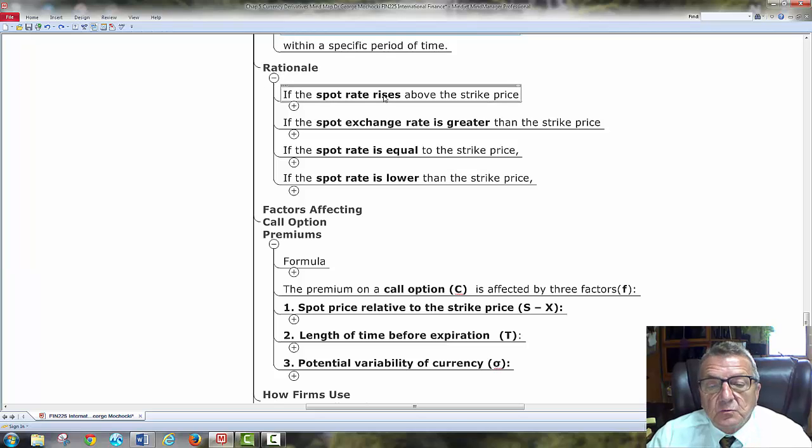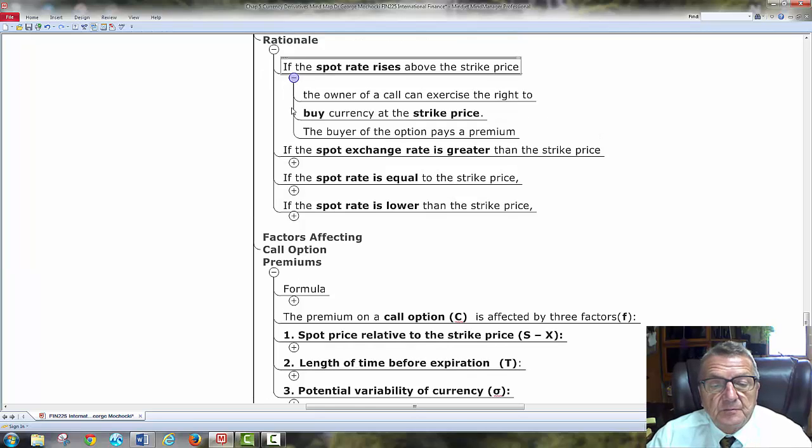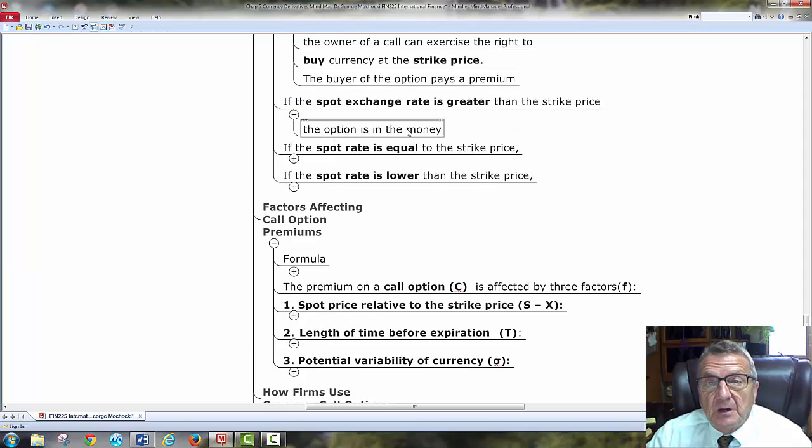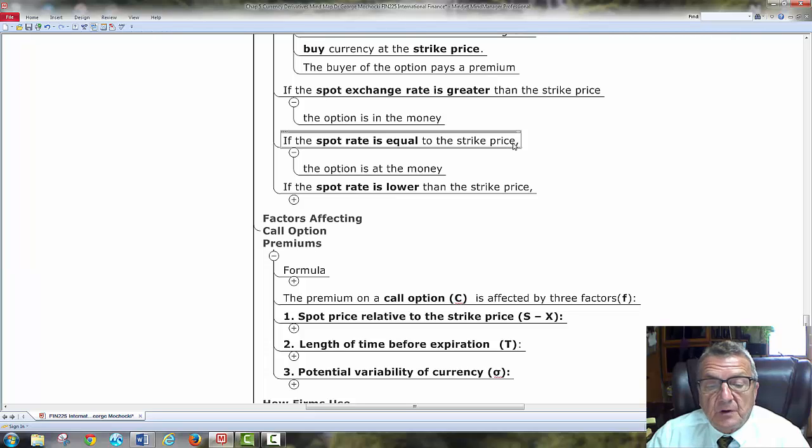If the spot rate rises above the strike price, the buyer of a call can exercise the right to buy the currency at the strike price. The buyer of the option pays a premium. Now, if the spot exchange rate is greater than the strike price, the option is in the money. It makes a little more sense: it's in the money. If the spot rate is equal to the strike price, the option is at the money.